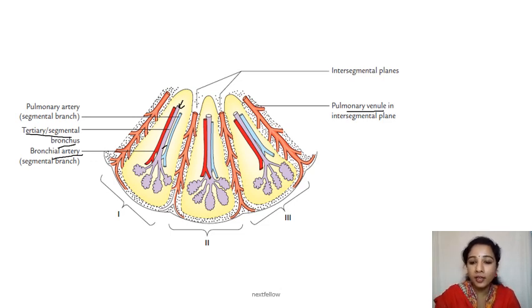And surgically they are quite important because every segment is surrounded by connective tissue, and it is aerated by its own tertiary bronchus. So during surgical resections, the anatomy of the bronchopulmonary segment is very important.